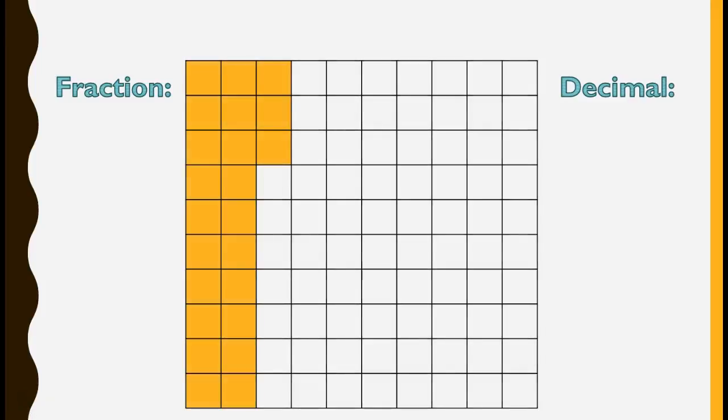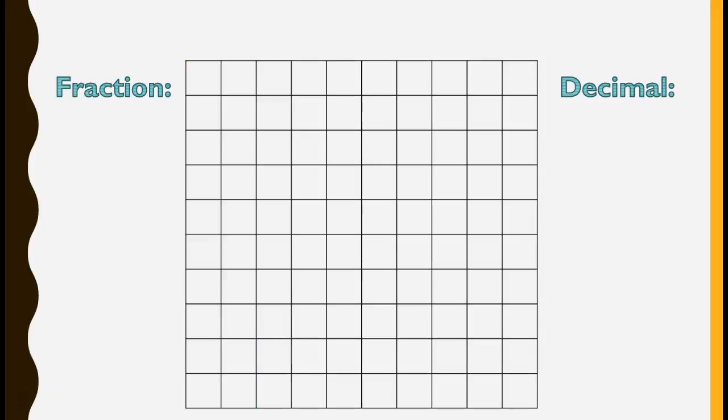What about this one? How would you write this as a fraction? And how would you write this as a decimal? This is 2 rows of 10, so 20, and then 1, 2, 3. So as a fraction, it would look like this, 23 hundredths. As a decimal, 23 hundredths. All right. I think you guys are getting the hang of it now.